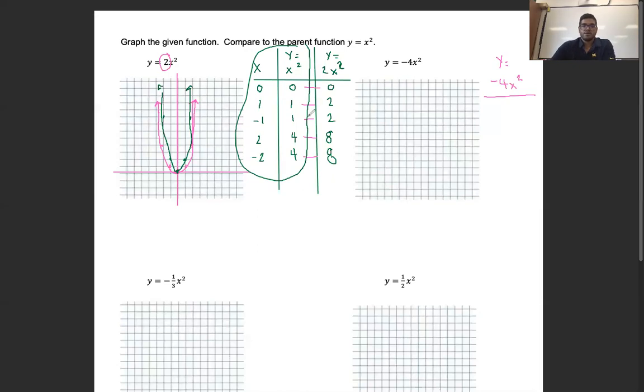Okay, so now think about what we did over here. We multiplied all of our y's by 2, right? We took this number and multiplied by 2. Took 4 and multiplied it by 2.